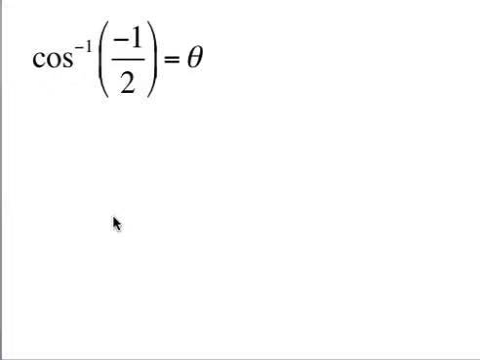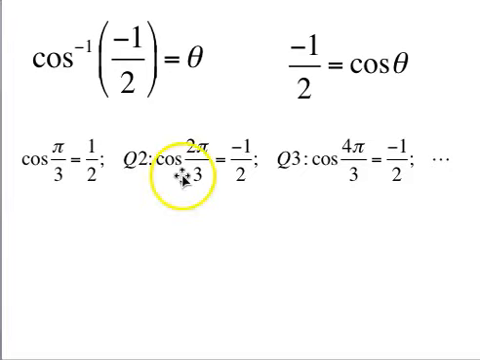Our next example is the inverse cosine of negative 1/2. We want that to be theta. So negative 1/2 is the cosine of theta. So the reference angle, cosine of pi over 3, is 1/2. In which quadrants is cosine negative? I guess quadrant 2 and quadrant 3. So the reference angle is pi over 3 in quadrant 2 and in quadrant 3. Well, in quadrant 2, it's pi minus pi over 3, which is 2 pi over 3. Quadrant 3, it's pi plus pi over 3, which is 4 pi over 3.